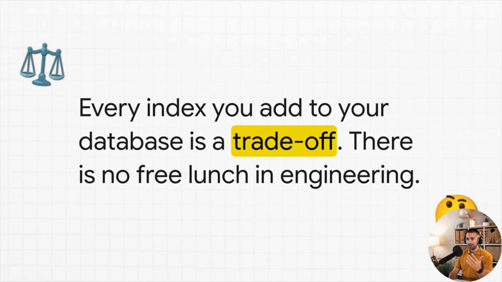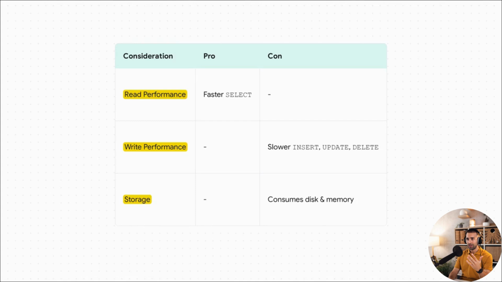But, and you knew there was a but coming, like everything else in engineering, there is no such thing as a free lunch. Every single index you add to your database, no matter how clever, comes with a cost. It is a fundamental trade-off. And the trade-off is actually pretty simple to understand. Indexes make your reads, your select queries, faster. That's the whole point. But they make your writes, your inserts, updates, and deletes, slower, because now the database has to update the table and every single affected index. Plus, of course, they all take up space, both on disk and in memory.